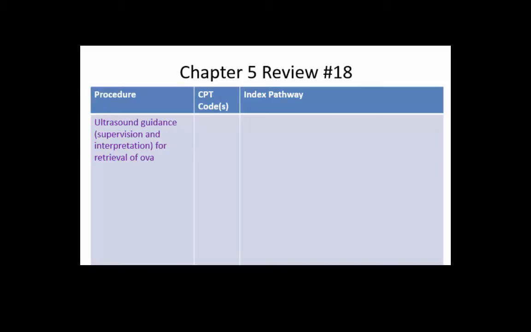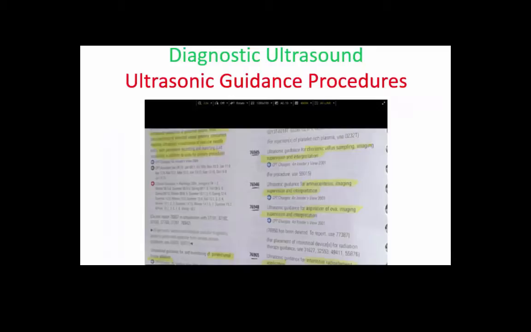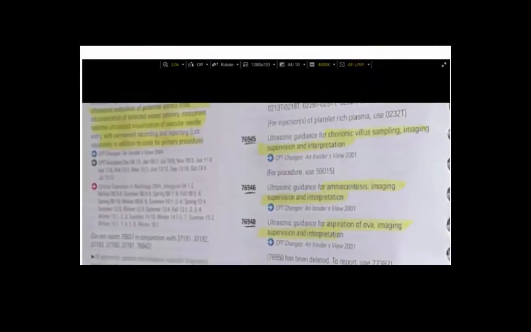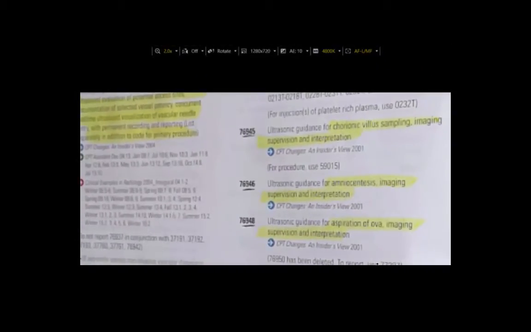Ultrasound guidance for retrieval of ova. There's your code. And here it is in the code book, specific to the retrieval of ova. Aspiration of ova is how it's described.